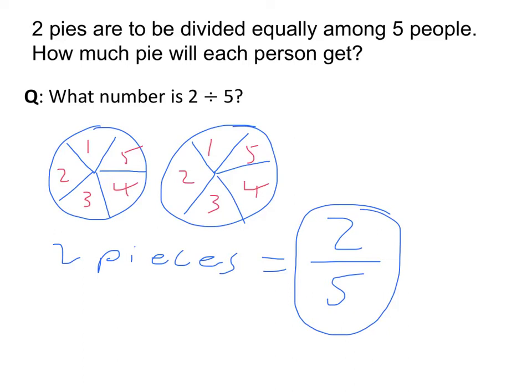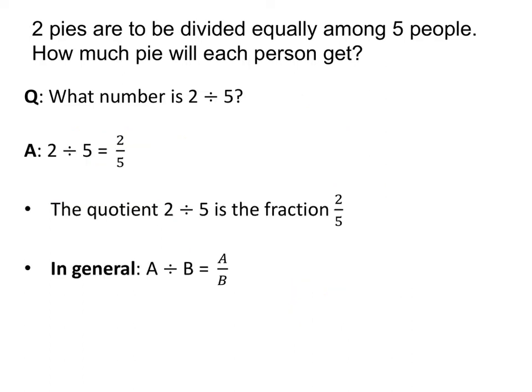What number is 2 divided by 5? 2 divided by 5 is equal to 2/5. So there's our answer. 2 divided by 5 equals 2/5. Now we're doing more than just changing notations. At first glance you may say, oh well, this is obvious.